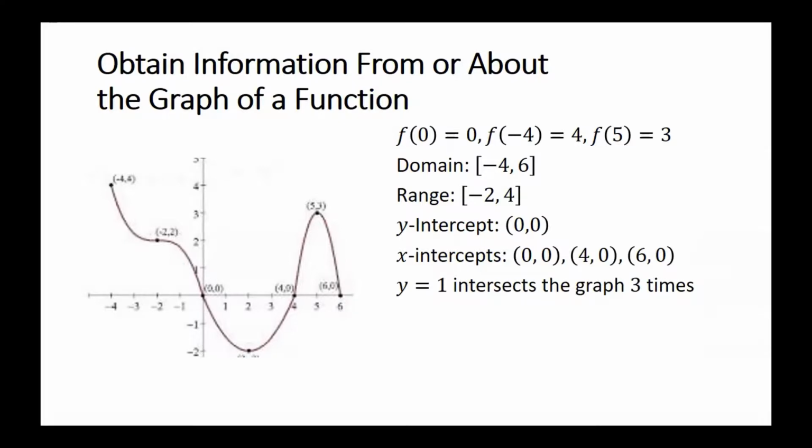If we look for the line y equal to 1, that's a horizontal line when y is equal to 1. And we see that it will intersect the graph at 3 different points. 1, 2, 3.